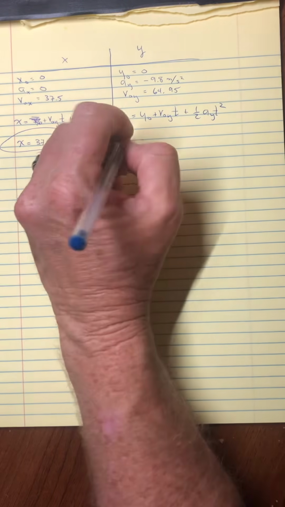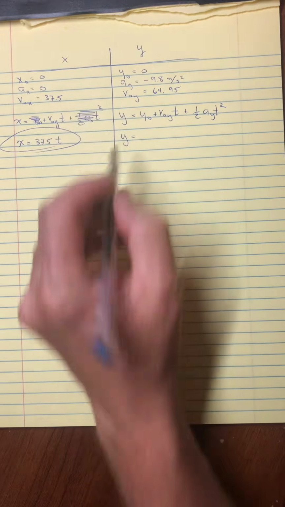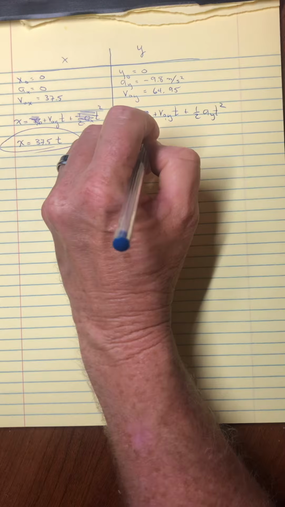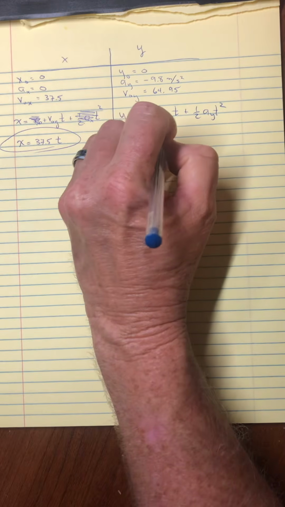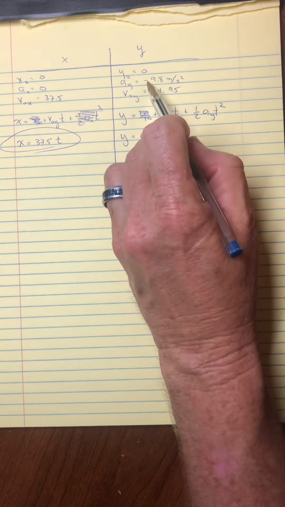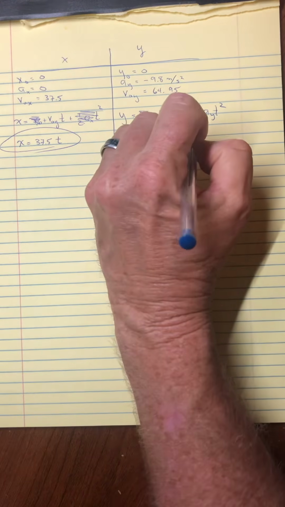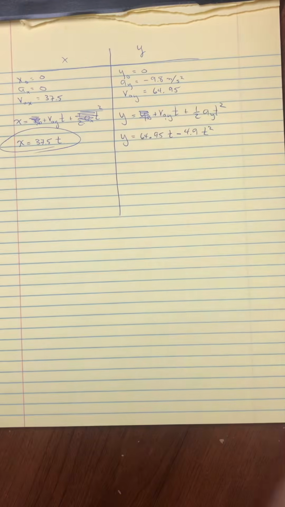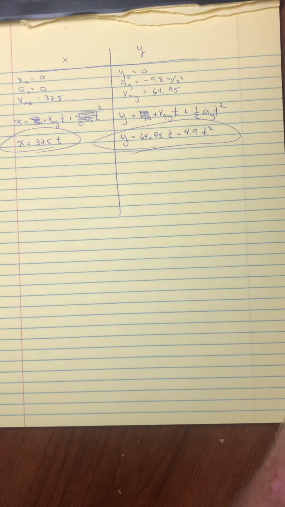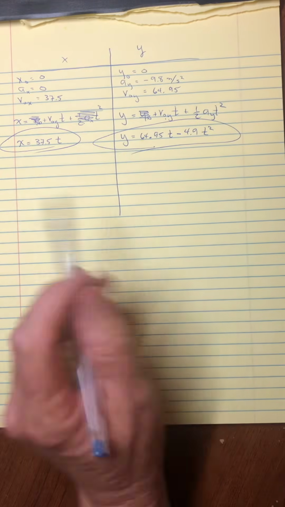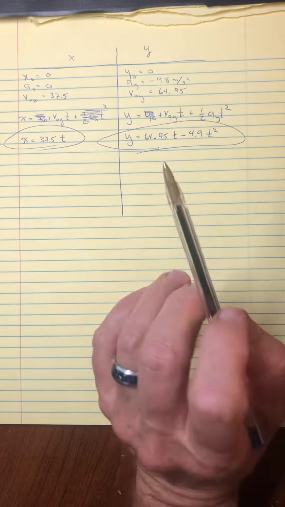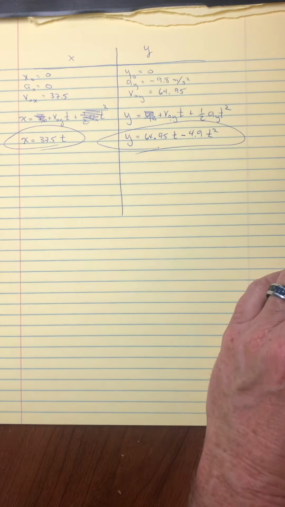Let's jump over to here. Well, this would say y equals, and that first one is 0. Then the initial velocity in the y direction is 64.95. And this 1/2 of a negative 9.8 is a negative 4.9. And I guess I'll circle that one. We've come into this problem a lot, that we would have two equations, but we would have two unknowns. Now we have three unknowns.